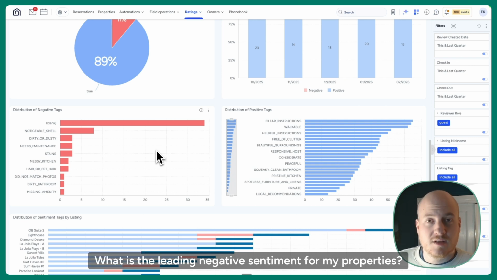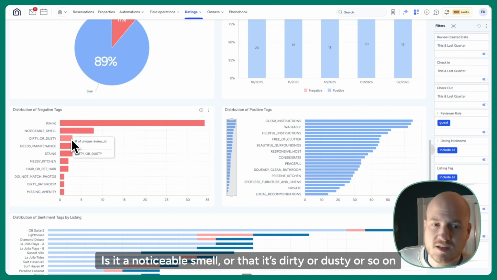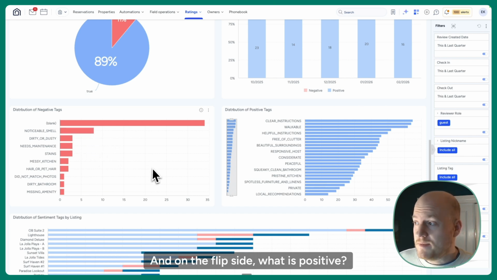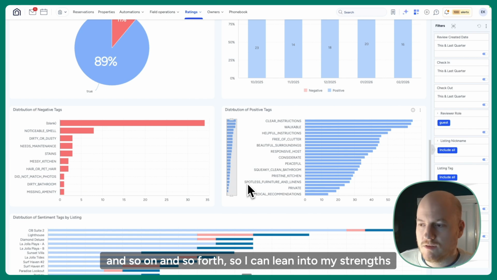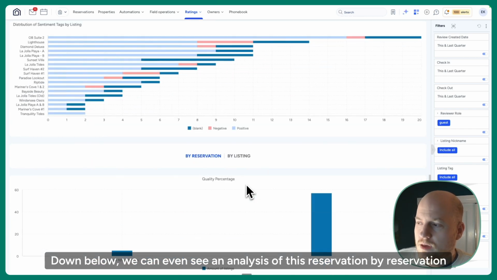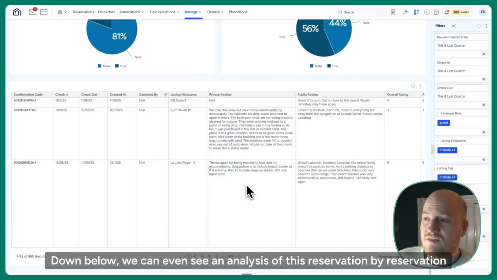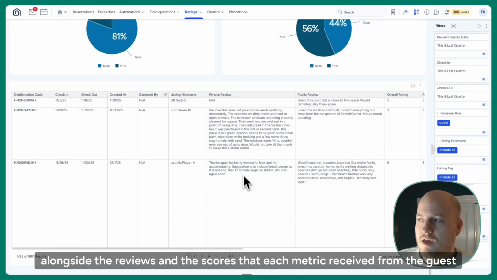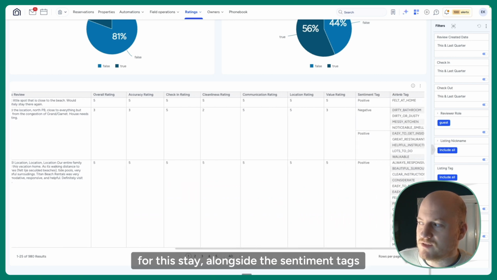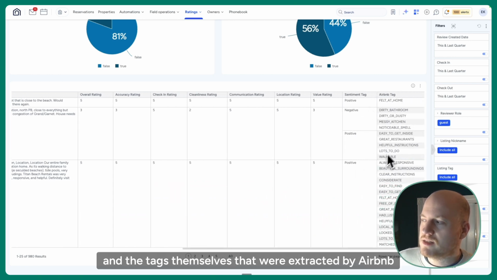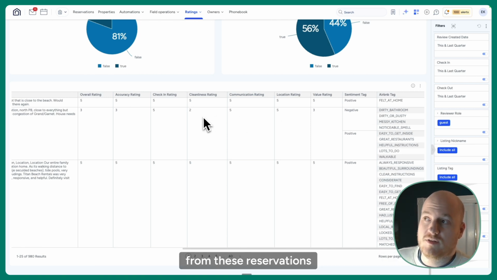What is the leading negative sentiment for my properties? Is it a noticeable smell, or that it's dirty or dusty, or so on? And on the flip side, what is positive? My instructions are clear, my properties are walkable, and so on and so forth, so I can lean into my strengths. Down below, we can even see an analysis of this reservation by reservation alongside the reviews and the scores that each metric received from the guest for this stay, alongside the sentiment tags and the tags themselves that were extracted by Airbnb from these reservations.